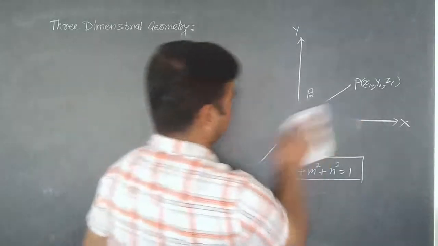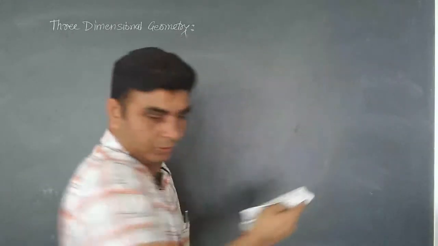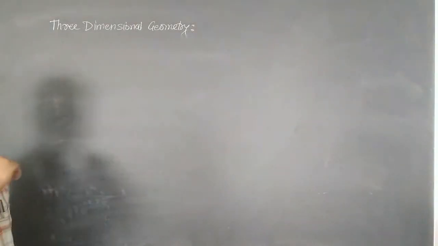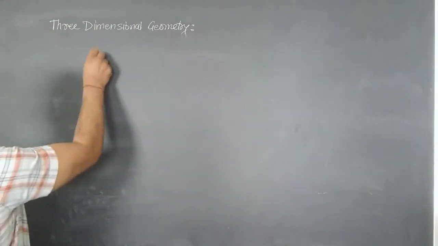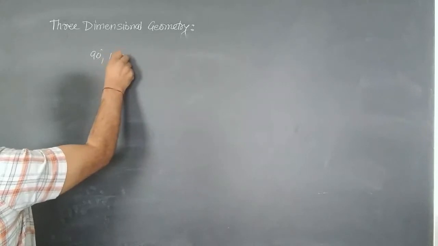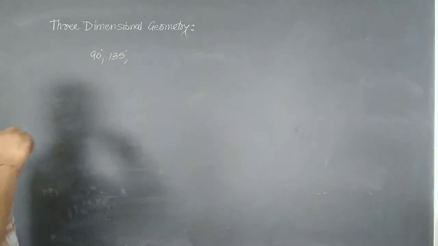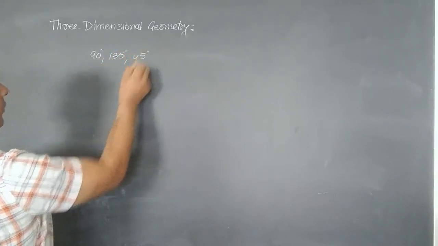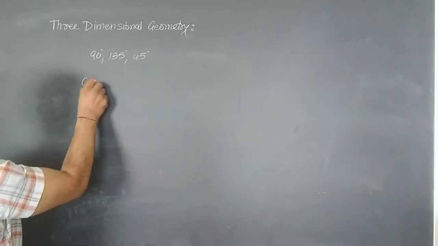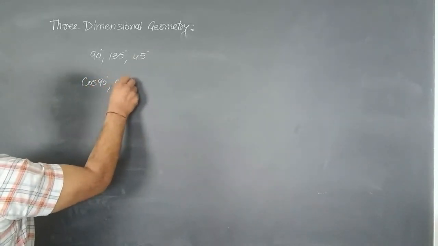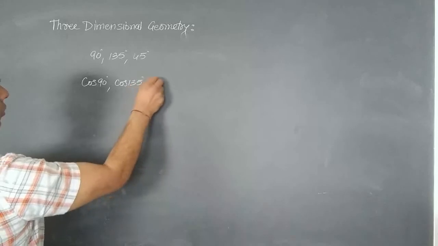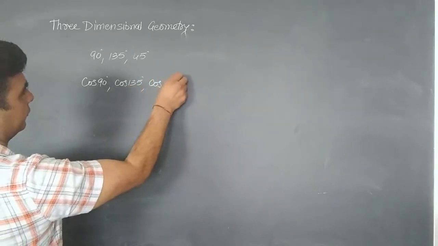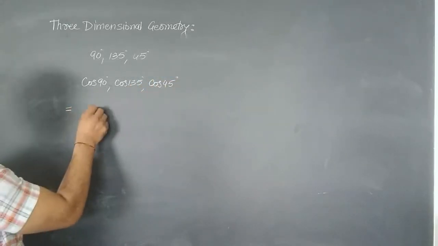This is given that the angles are 90 degree, 135 degree and 45 degree. Then the direction cosines are cos 90 degree, cos 135 degree, cos 45 degree. And this will give you cos 90 is always 0.